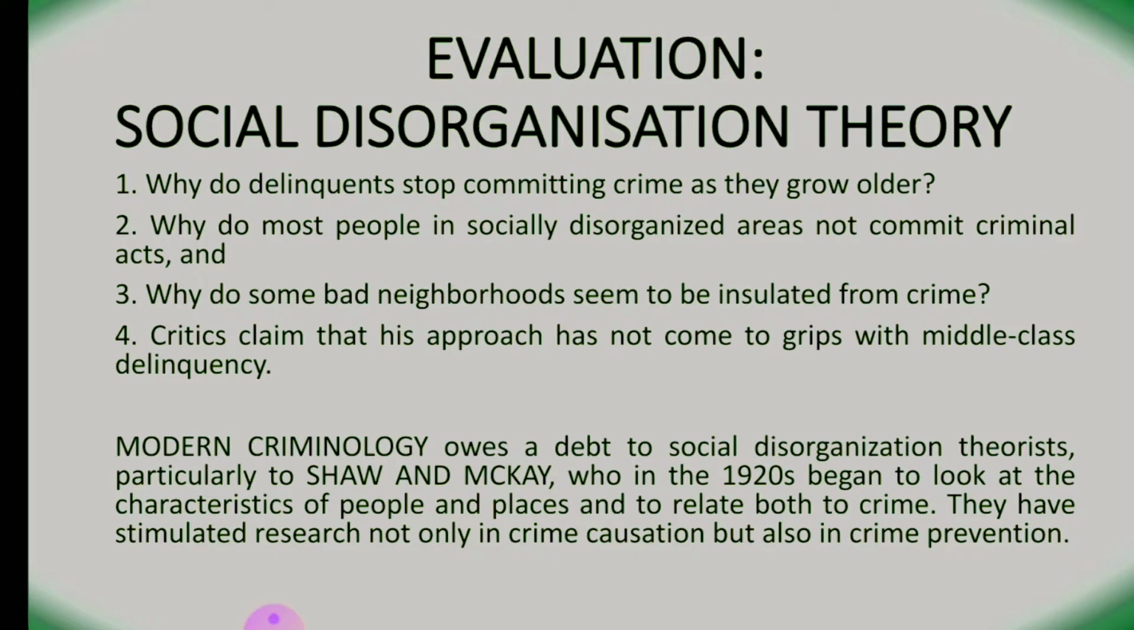Modern criminology owes a debt to social disorganization theorists, particularly to Shaw and McKay, who in the 1920s began to look at the characteristics of people and places and to relate both to crime. They have stimulated research not only in crime causation but also in crime prevention.